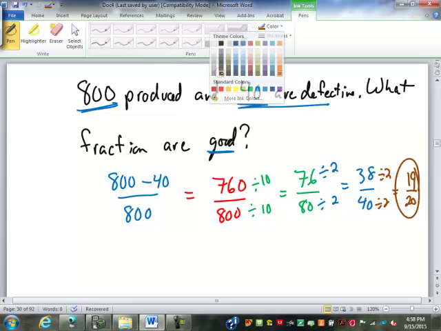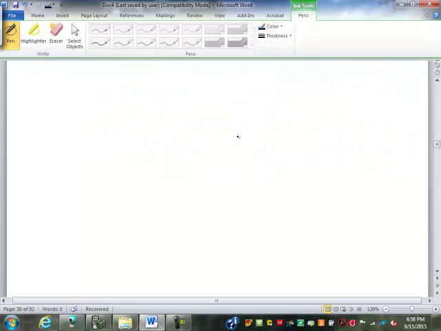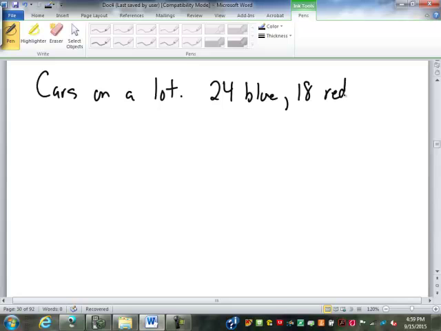A little bit different way of looking at things. Let's look at cars on a lot. Of the cars on the lot, 24 are blue, 18 are red, and 20 are green. What fraction of all the cars are red?